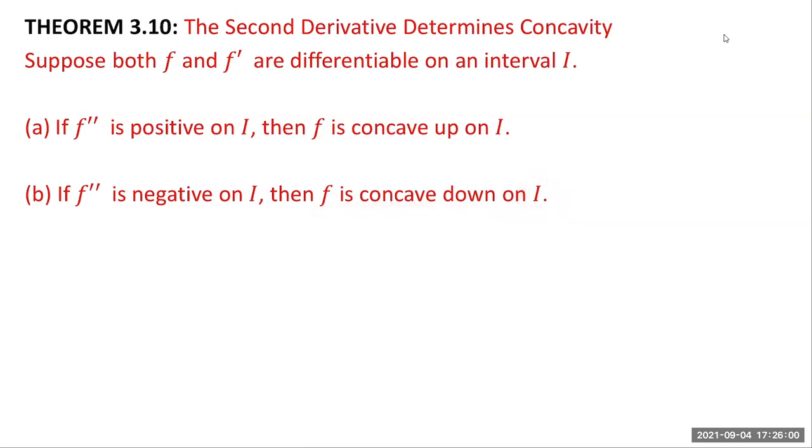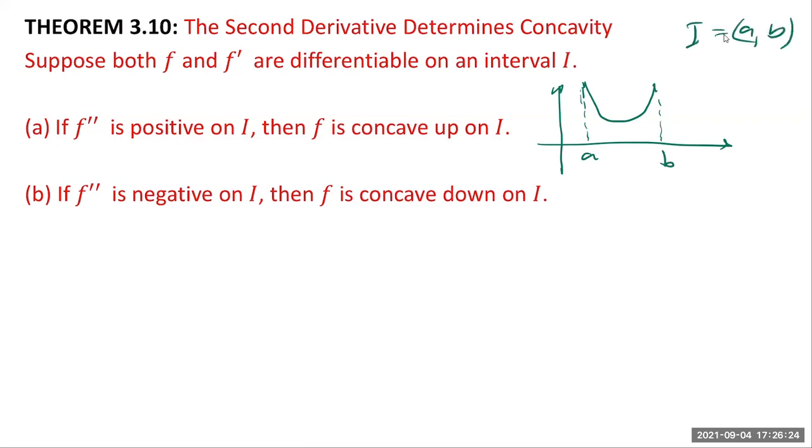Okay, here is the graph when your f double prime is positive on an interval. Let's say this is your A, and this is your B. Your interval I is (A, B). Here is an example where your graph is concave up. In that case, your f double prime is positive. If your f double prime is positive, then your graph f is concave up.